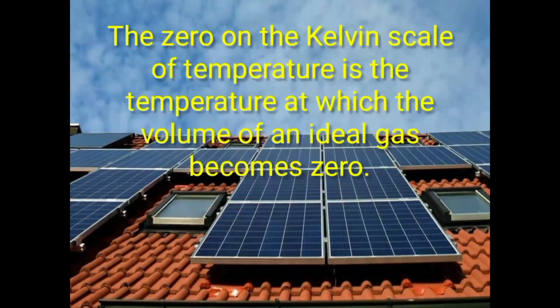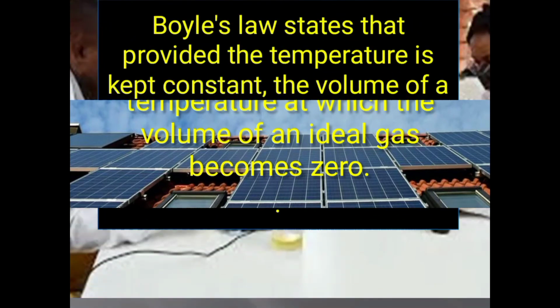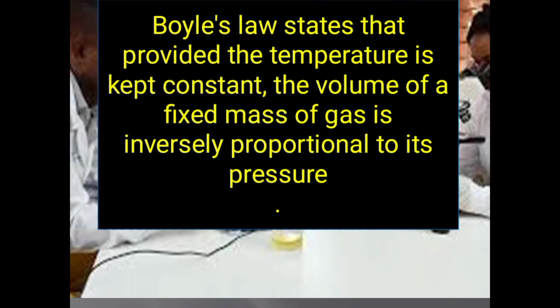The third one: the zero on the Kelvin scale of temperature is the temperature at which the volume of an ideal gas becomes zero. The fourth one, Boyle's law says that provided the temperature is kept constant, the volume of a fixed mass of gas is inversely proportional to its pressure.